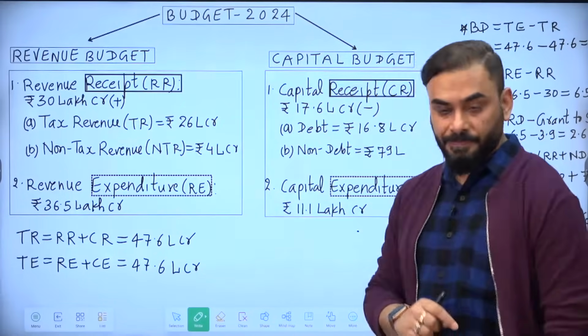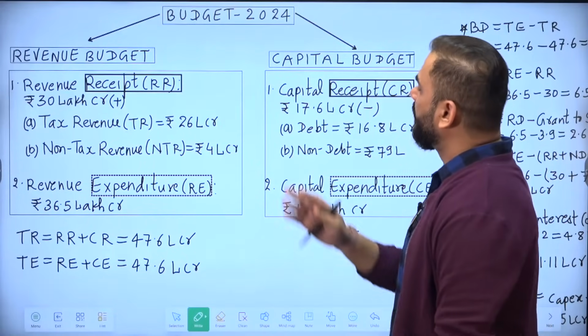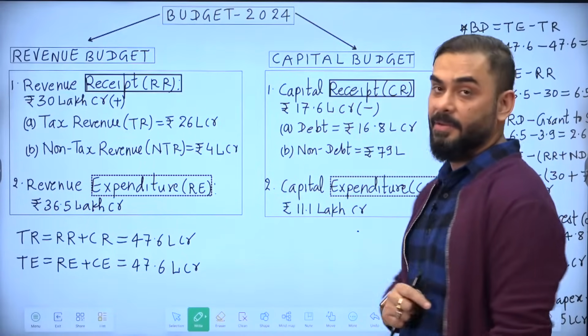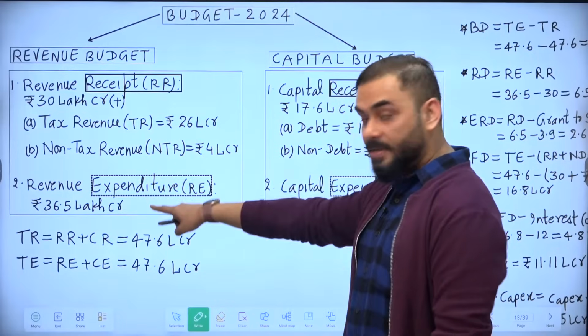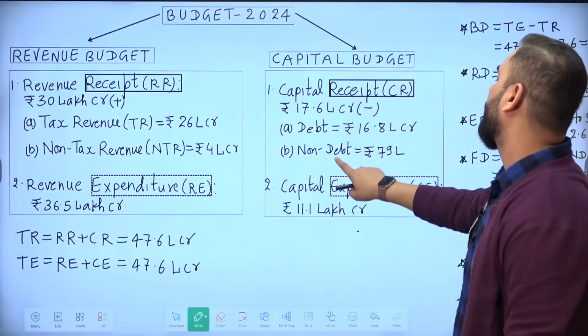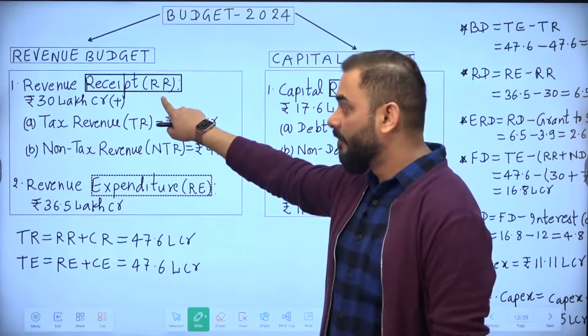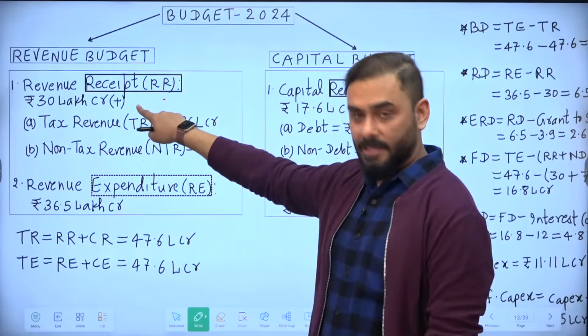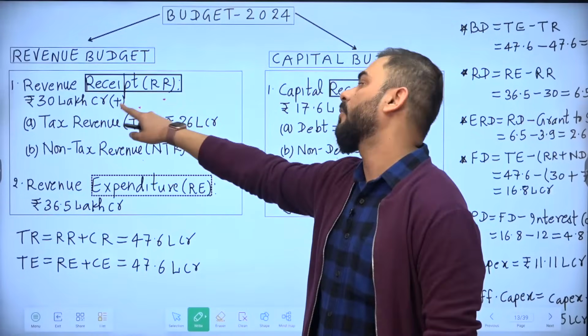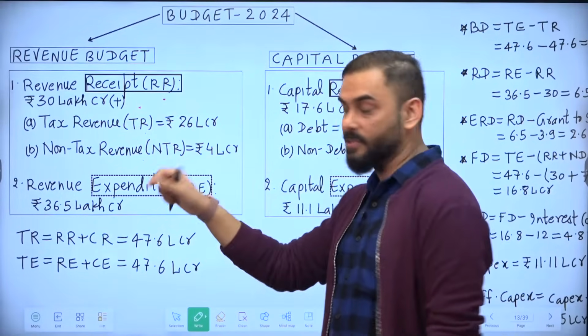Budget 2024. In this budget, there are two types: revenue budget and capital budget, as I already told you. Now, in the revenue budget, there is revenue receipt and there is revenue expenditure. On this side, there is capital receipt and capital expenditure. See, guys, revenue receipt. How do you get the revenue receipt? Through tax, through non-tax. So total this year, the revenue receipt is roughly around 30 lakh crores. This is net revenue receipt.